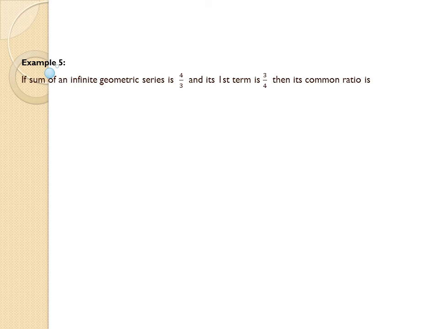Next problem. If the sum of an infinite GP series is 4 by 3 and its first term is 3 by 4, then what is its common ratio? It is also a very typical problem. You have seen these types of problems in many examples of the theory portions whenever we have discussed. So let's see, how to do these things? This problem has come in the year WBJEE 2010.